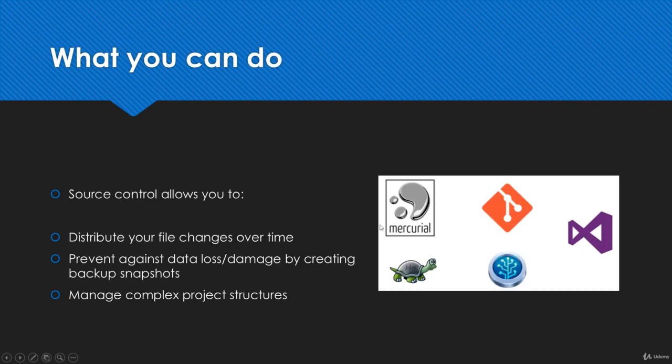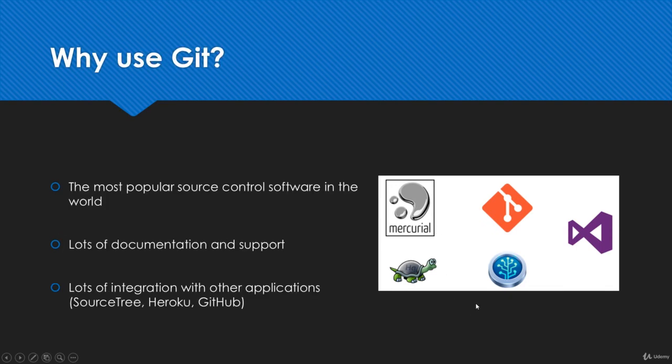I'm going to go back a slide. One of the most notable and popular ones is Mercurial. That's a very popular source control software that is used as an alternative to Git. There are a few others here, but Mercurial is one of the most popular. But there are a few advantages to using Git over any one of these other source control software.